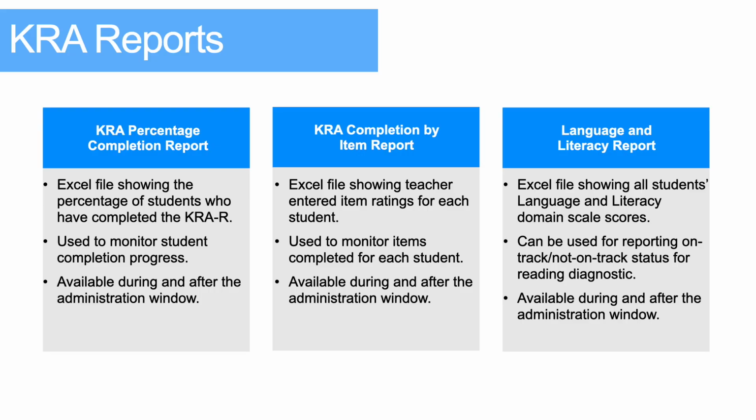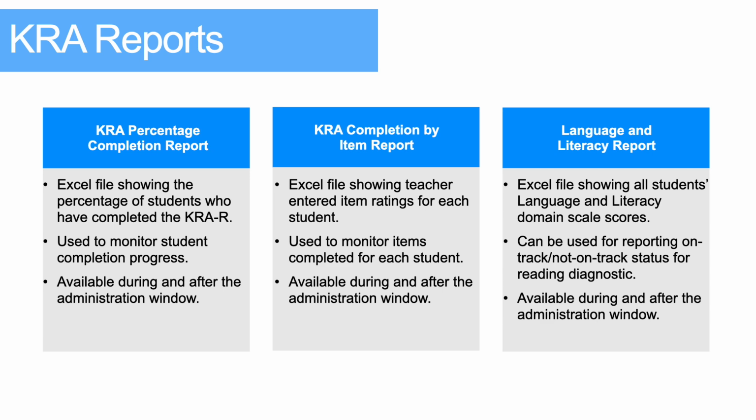The first one is the KRA percentage completion report. And this is going to be an Excel file, and it will show the percentage of students who have actually completed it, not just did a couple of them, but completed the KRA. And this is used more to monitor that progress for maybe a specific teacher, maybe for a specific location, or your entire district, however you choose to utilize. This is available both during and after.